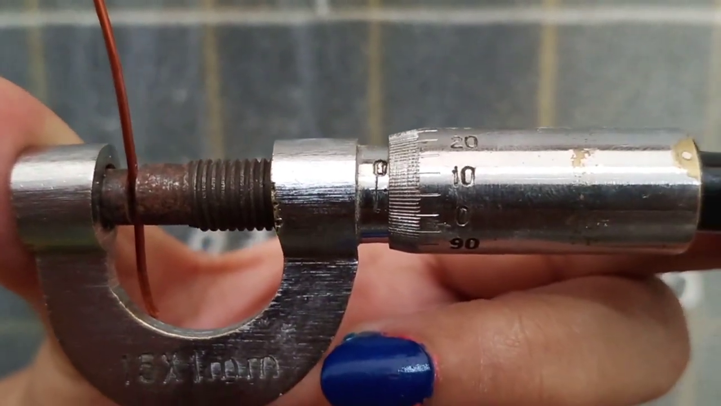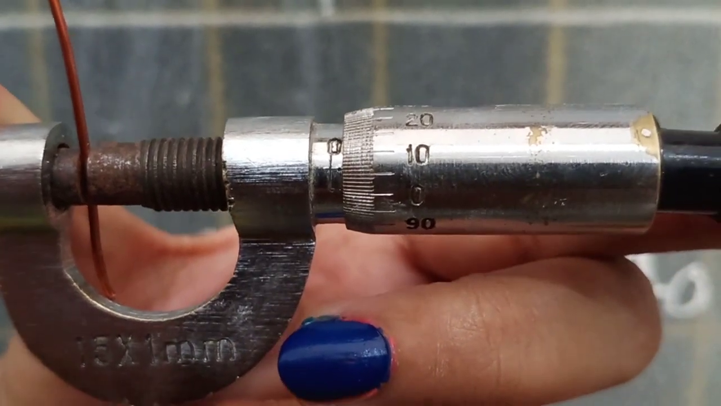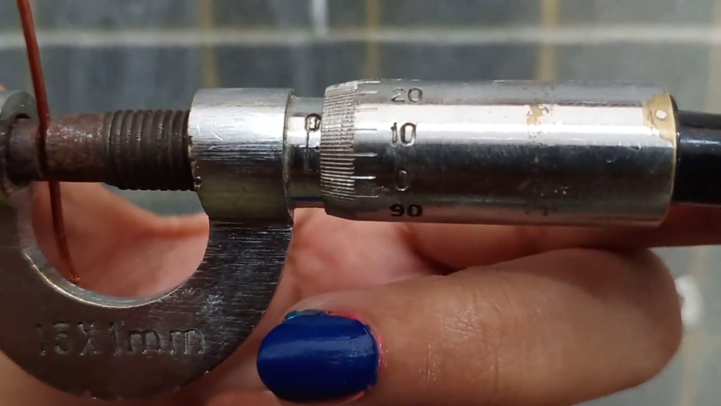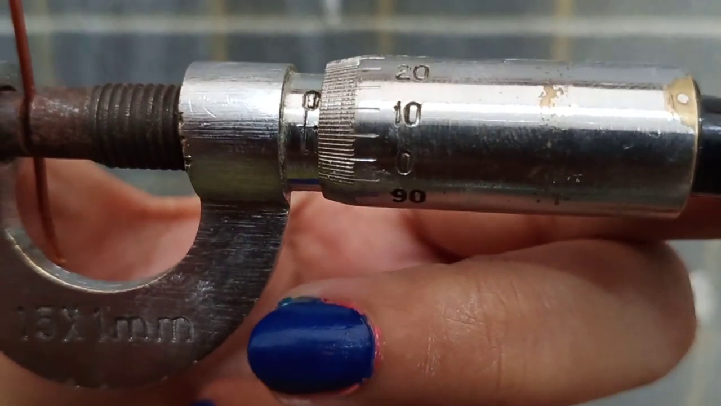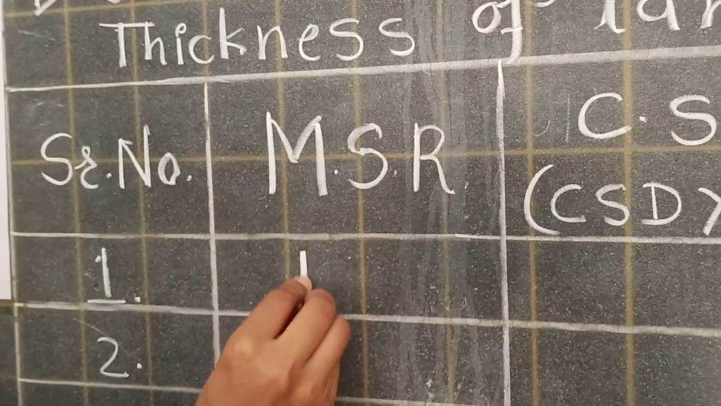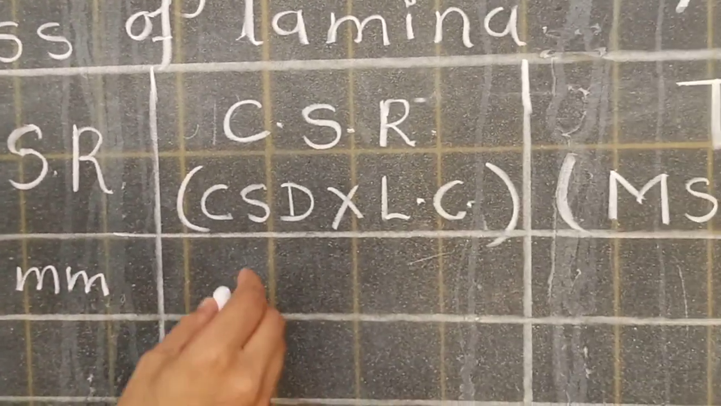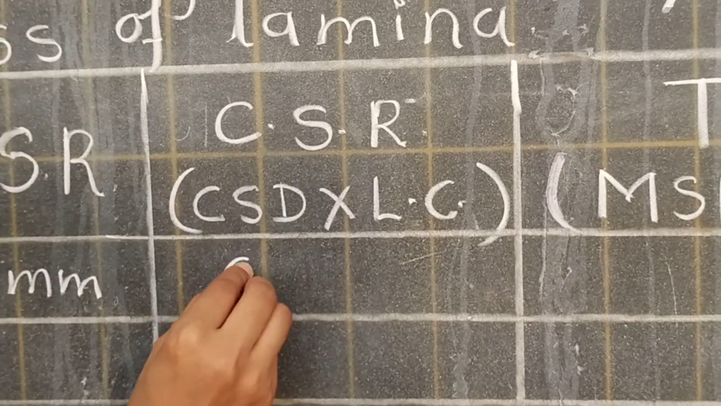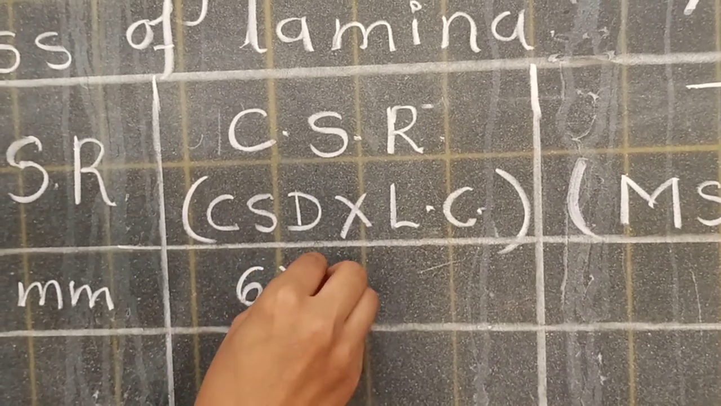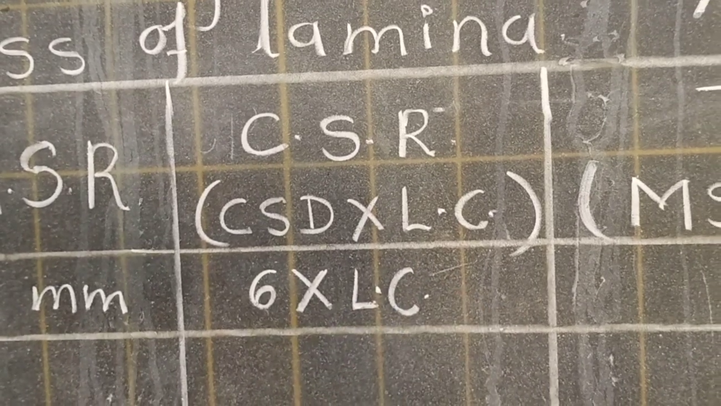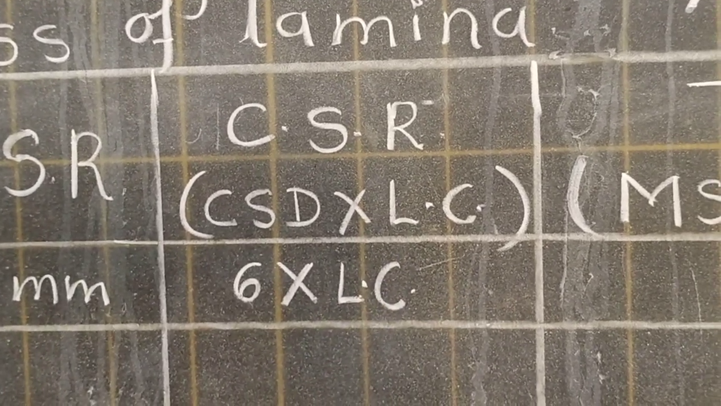How have we calculated the main scale here? The main scale is 1 mm. Yes? Should I write it on the table? You are going to take the reading 3 times. So the first reading is our 1 mm, right? The circular scale division is 6. Multiply it with the least count. Yes. So what is our least count?